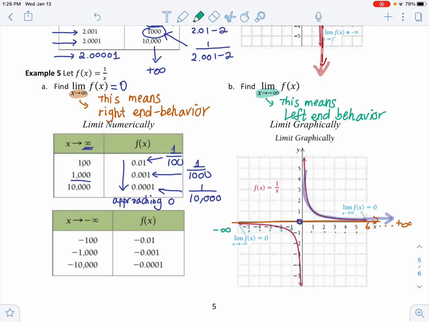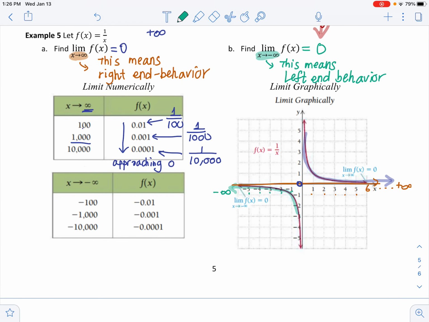What is this graph approaching on the left end? If you keep following this graph to the left, do you see that it's trying to come up, but it's not going to really cross that line at y equals 0. So it's approaching 0 too.